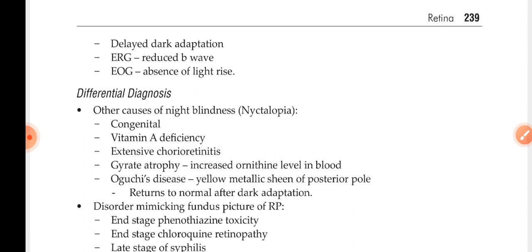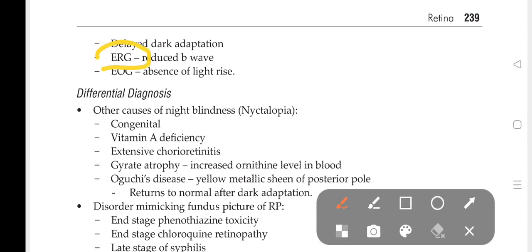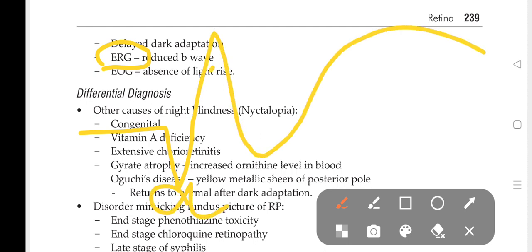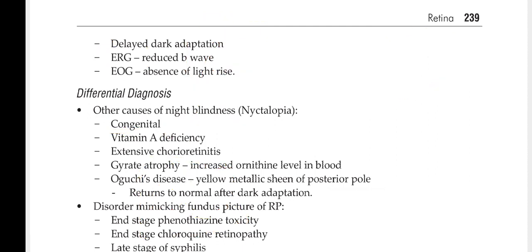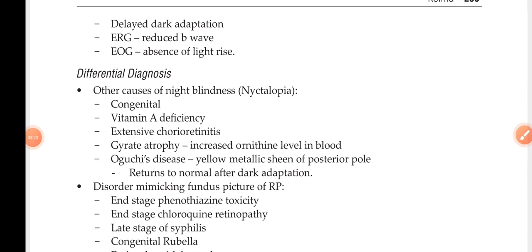Next, there is delayed dark adaptation, ERG with reduced B wave, and electrooculogram with absence of light rise. Let me tell you about the electroretinogram. This is the A wave, this is B, and this is C. The A wave is a negative deflection because of photoreceptors, that is rods and cones. The B wave is a positive deflection because of bipolar cells and ganglion cells. The C wave is a slow positive deflection, most commonly seen in dark adaptation. In retinitis pigmentosa the size of the B wave is reduced.